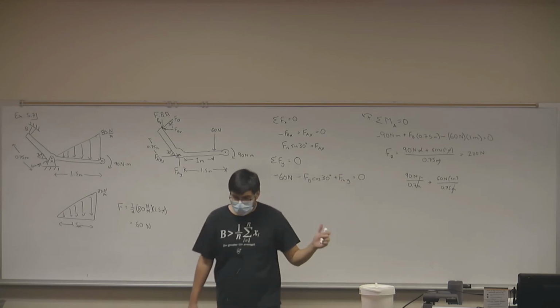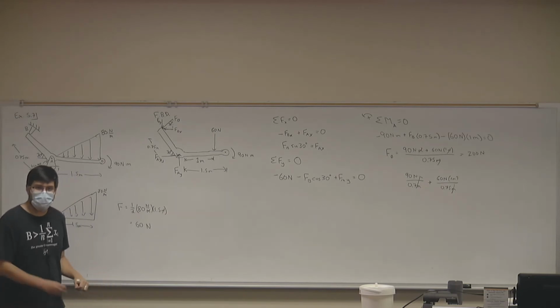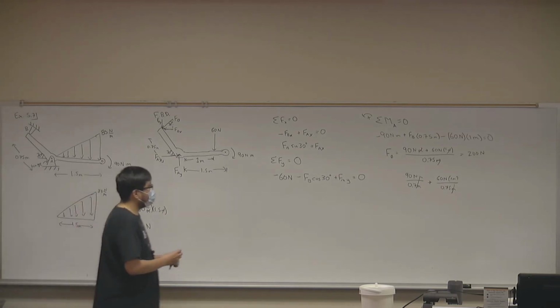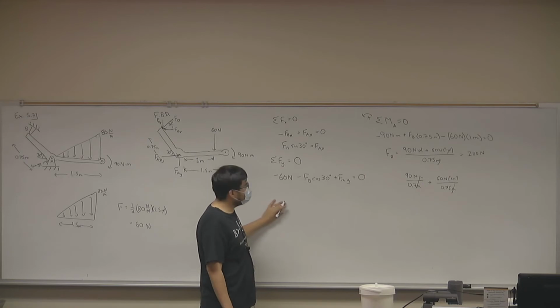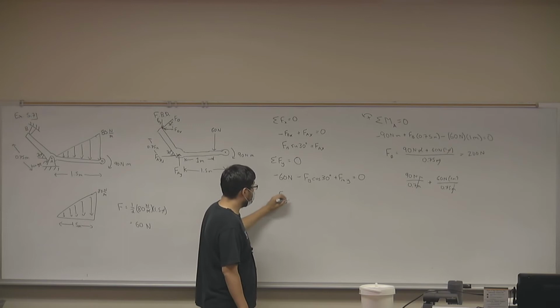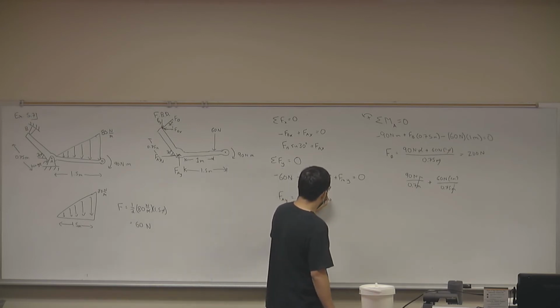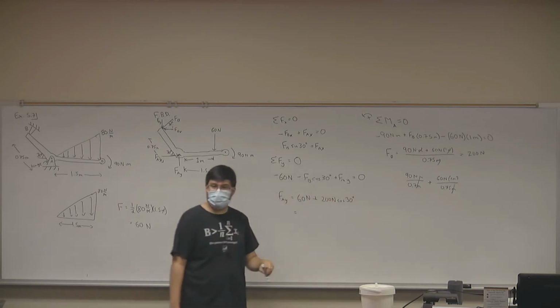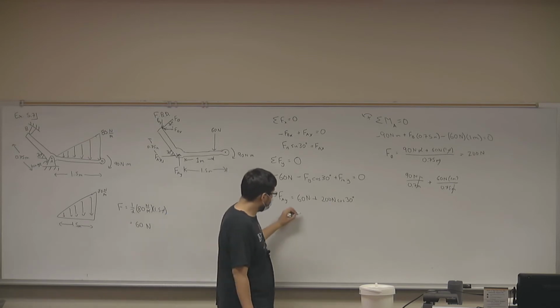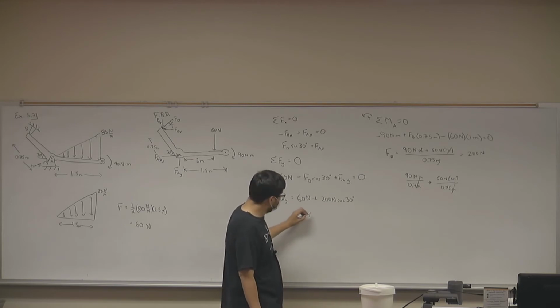All right. I love that you two are participating so much. Lorenzo, I'll let you finish this problem. I go back to F of Y, plug in the value for FB. Okay? And then you get that it's 233.3.